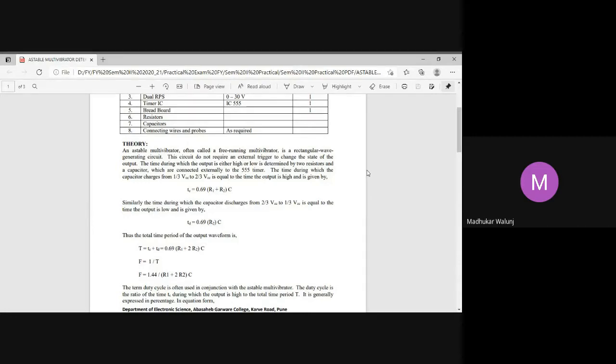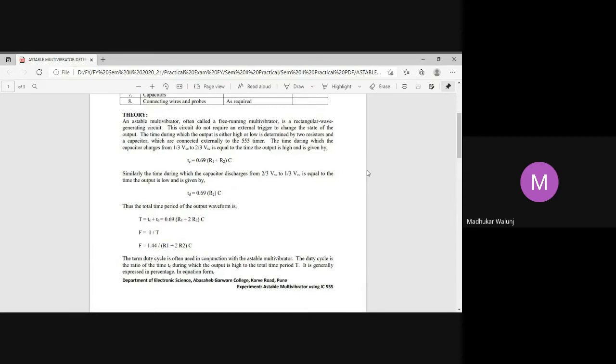If we have to calculate the frequency, we have to calculate the total time period. It is given by TC plus TD, equal to 0.69 (R1 plus 2R2) C. Finally, if we take the reciprocal of it, the frequency formula is 1.44 divided by (R1 plus 2R2) C. When doing this experiment, you should keep in mind only the formula 1.44 divided by (R1 plus 2R2) C.